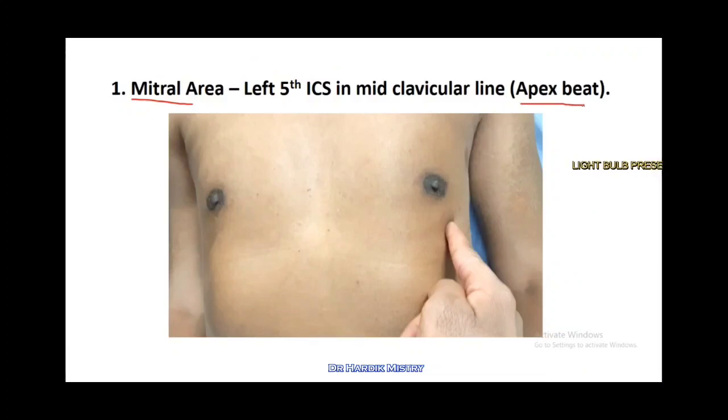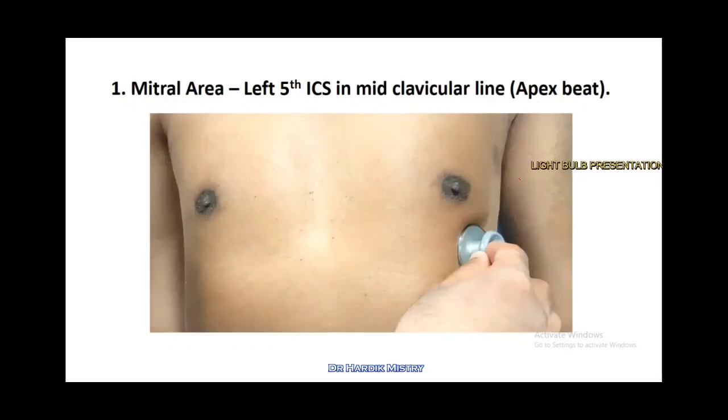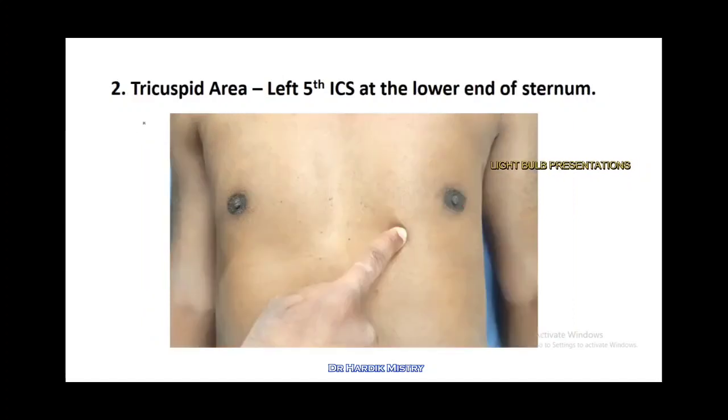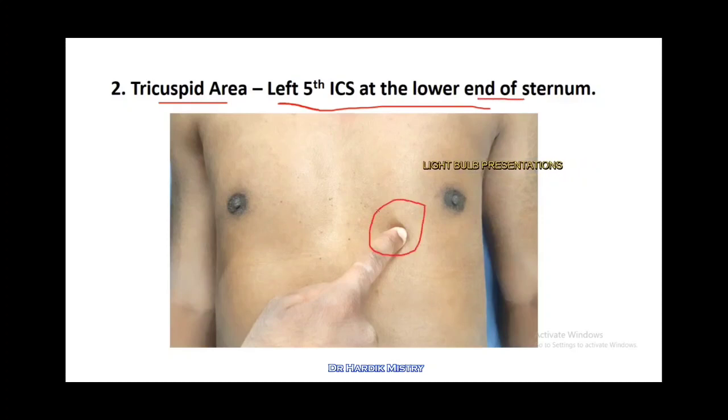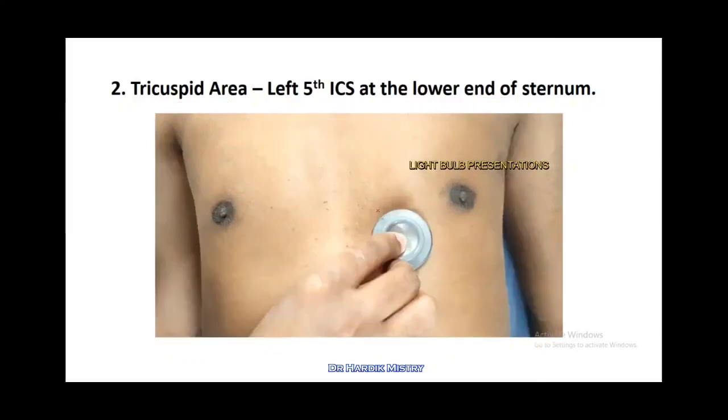The auscultatory areas are mitral, tricuspid, aortic, and pulmonary. Mitral and tricuspid are in the left fifth intercostal space. Mitral is exactly near the apex area, so left fifth intercostal space in the mid clavicular line. And tricuspid is again on the left fifth, but at the lower end of the sternum. So easily we can identify the area, and then we put the stethoscope and listen for the heart sound. In mitral and tricuspid we can hear the S1 sound very prominently.